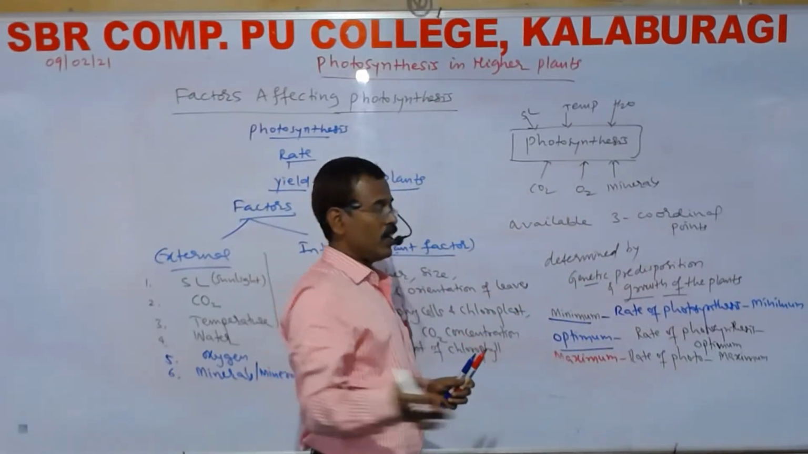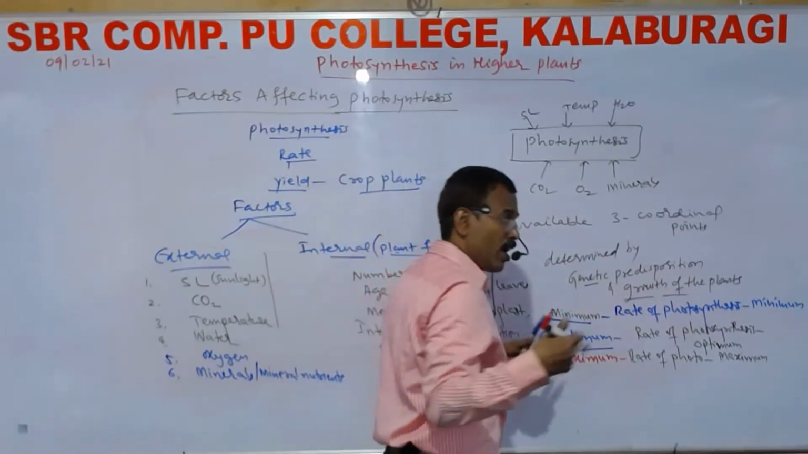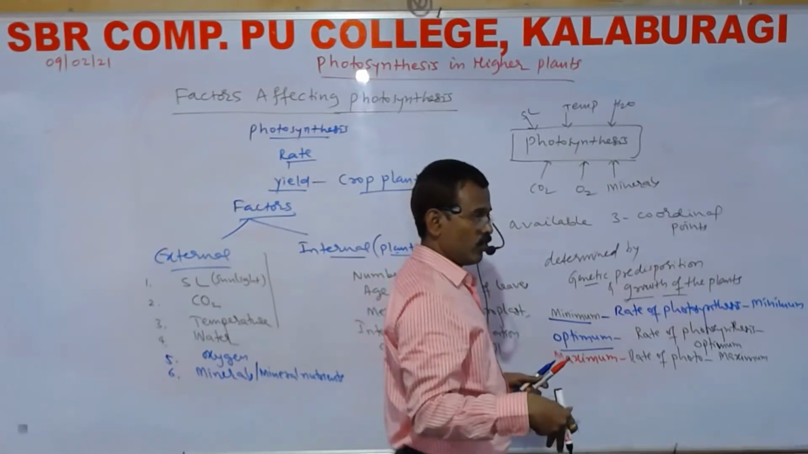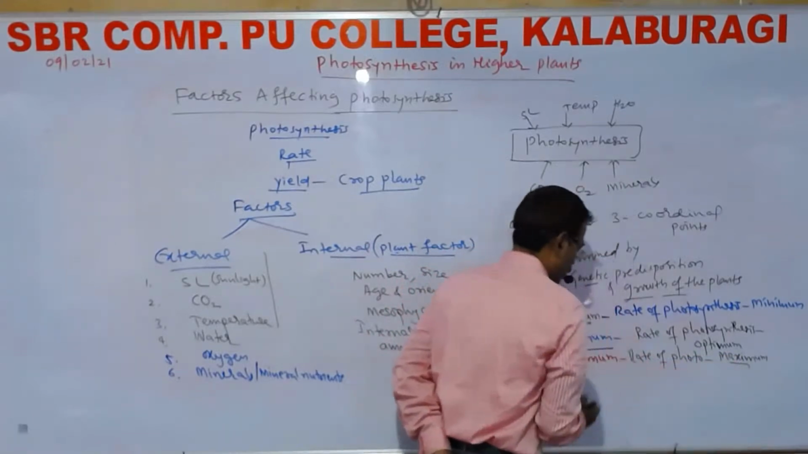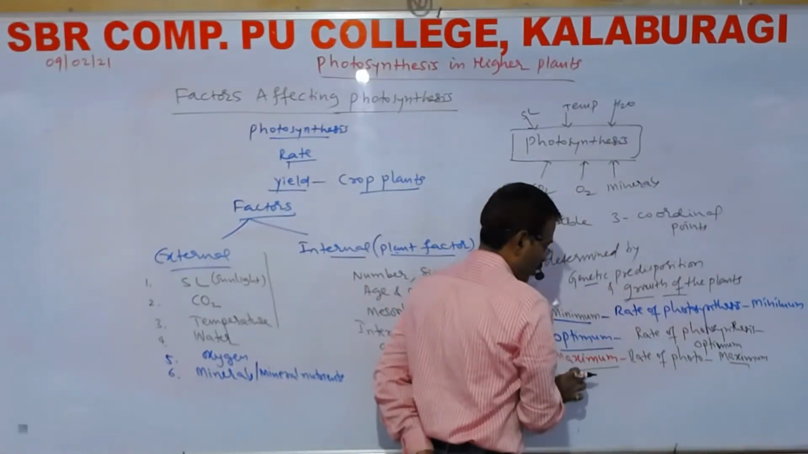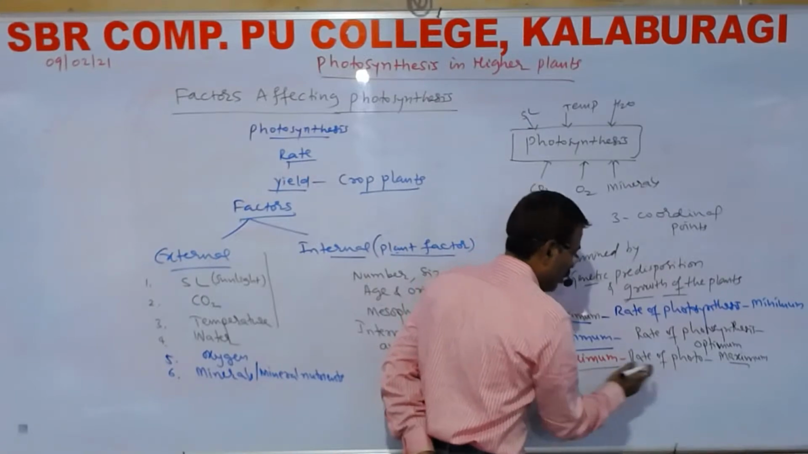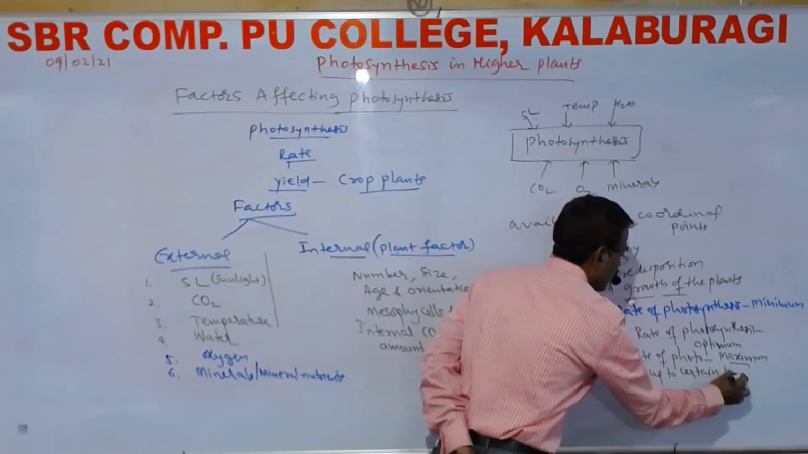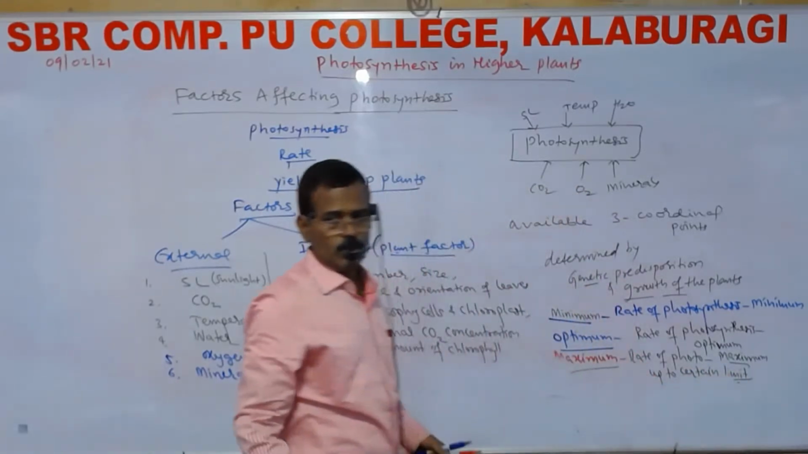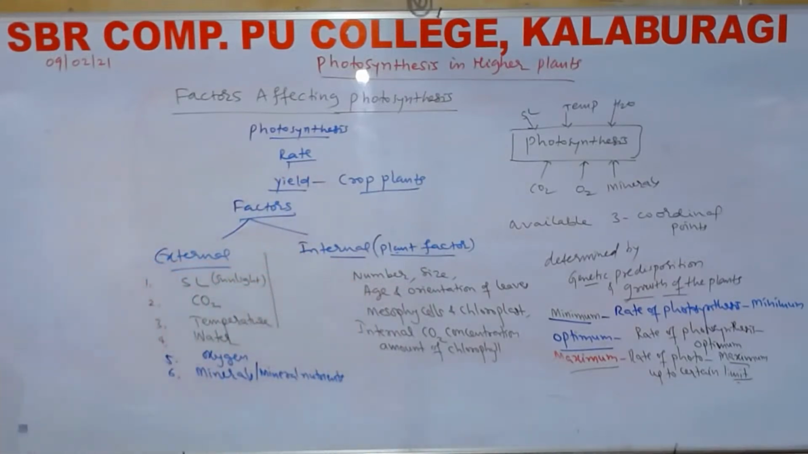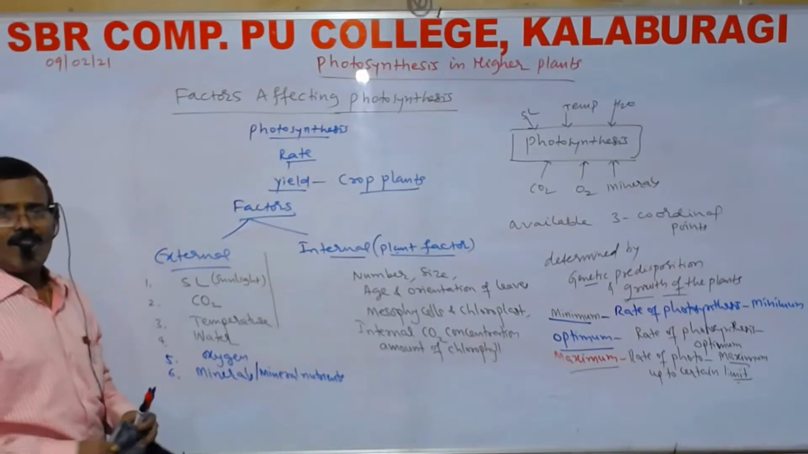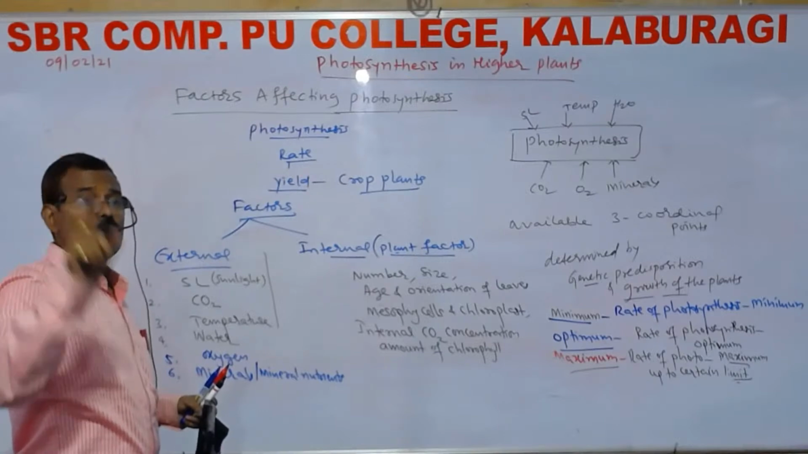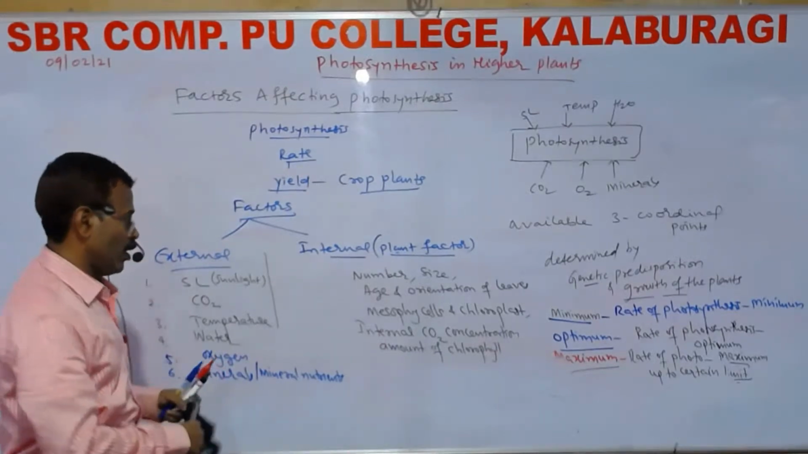When the availability of these external factors goes beyond the limit, the photosynthetic process will not increase, but will decrease. The rate will be maximum up to a certain limit, up to the saturation point. Once the saturation point is reached, if you increase any external factor beyond that, the process rate will be reduced, not increased.